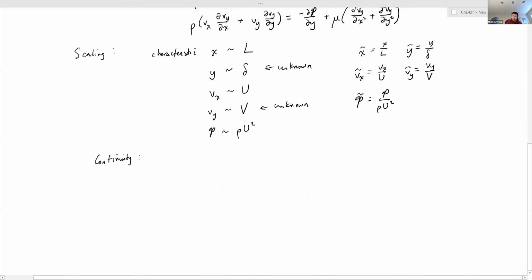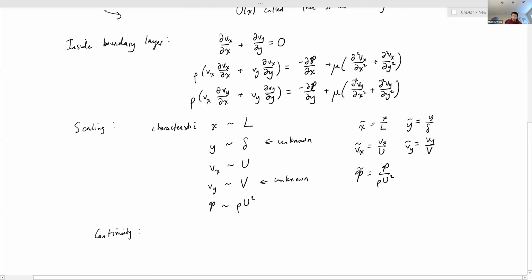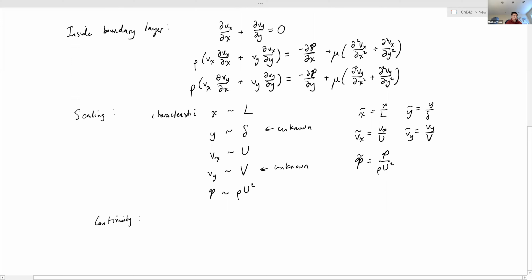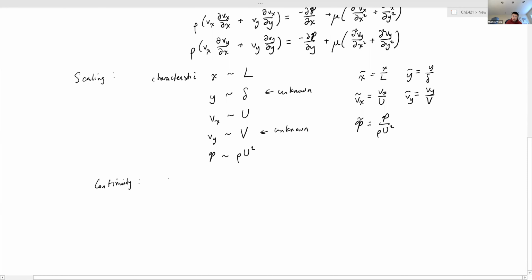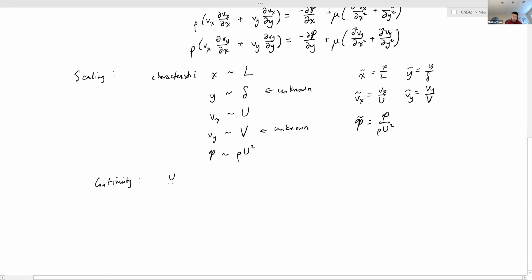Continuity equation says dvx/dx plus dvy/dy is equal to 0. Therefore, that first term dvx/dx is going to be u over L times a non-dimensional version of dvx/dx. And the second term is going to be v over delta times dvy/dy.